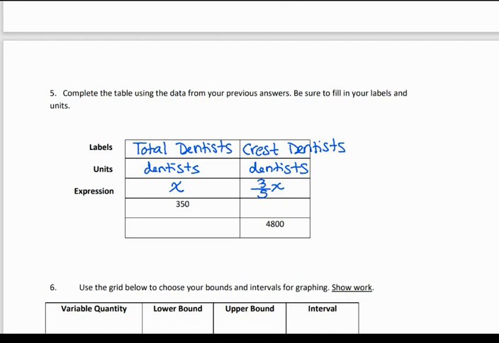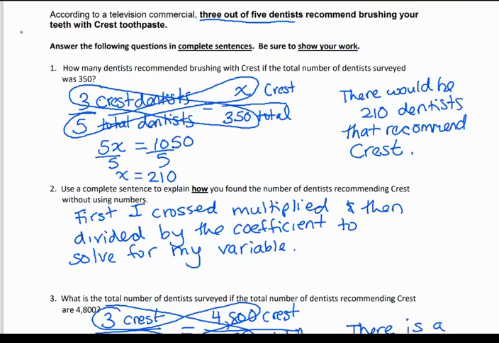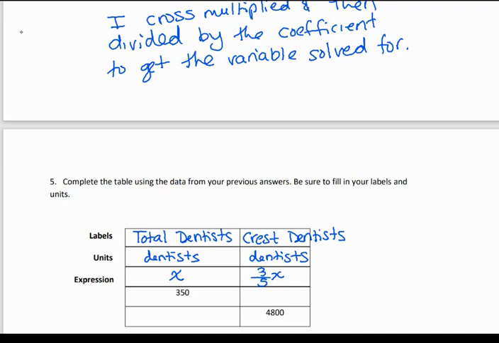Okay. Now we fill in these missing spots. So when it was 350, what did we get for Crest dentists? 210. Good. And then in question 3, what was our total when it was 4,800 Crest?